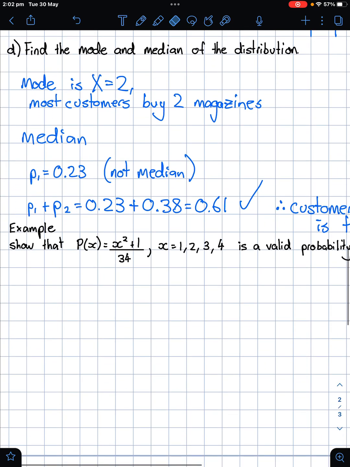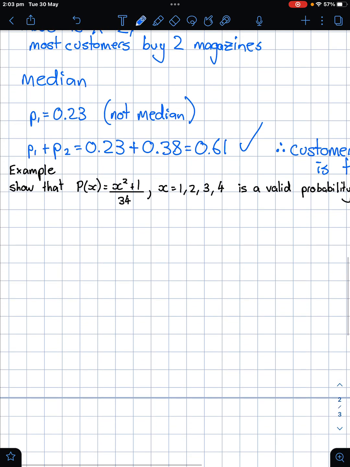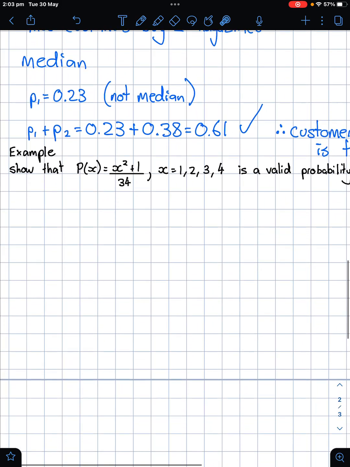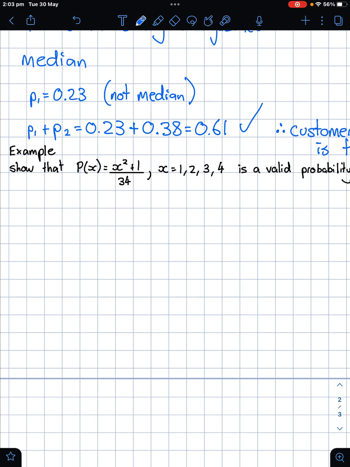Now, I've just tried to cram the next example in the same one. Show that we've got this probability function here. It's saying that if we put in these x values 1, 2, 3, and 4, so there's only 4 possible values of x, we want to show that it is a valid probability density function. I'm going to show you this in terms of a function. So we've got 1, 2, 3, 4. And our probability of x for 1 is going to be 1 squared plus 1 over 34.